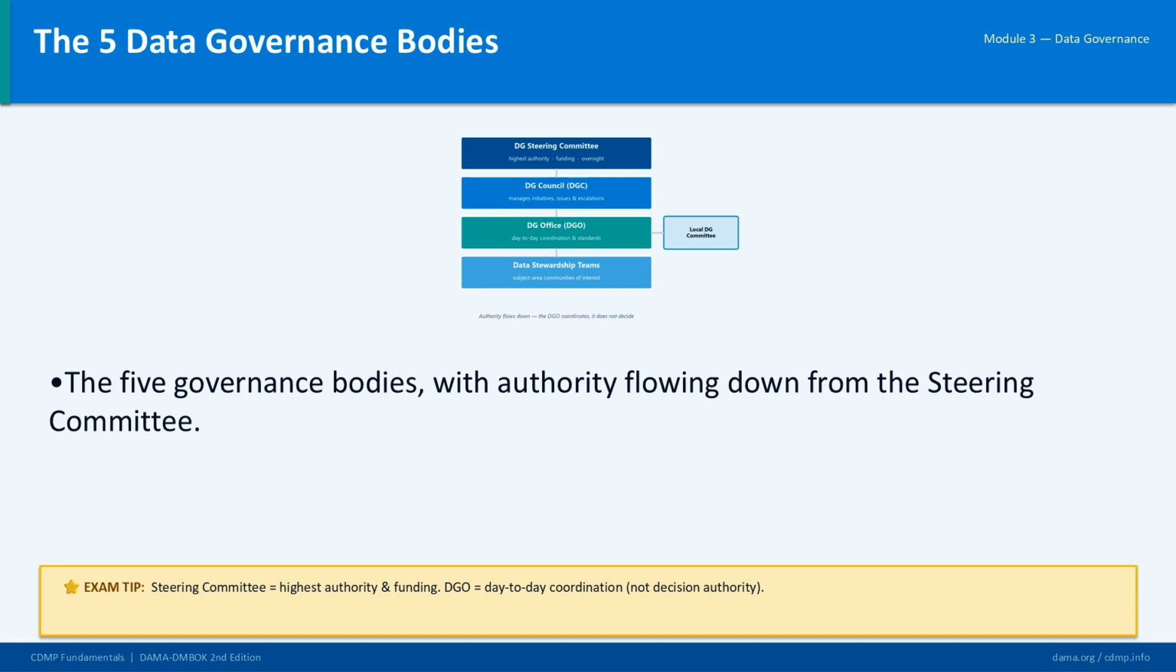Third, the Data Governance Office, the DGO, which handles the day-to-day coordination, support, and administration, and maintains enterprise-level definitions and standards. Fourth, the data stewardship teams, communities of interest focused on specific subject areas or projects. And fifth, local data governance committees, which only large organizations need. The 2 facts most likely to be tested: the steering committee is the highest authority and controls funding, and the DGO is about day-to-day coordination. It is not the top decision-maker.